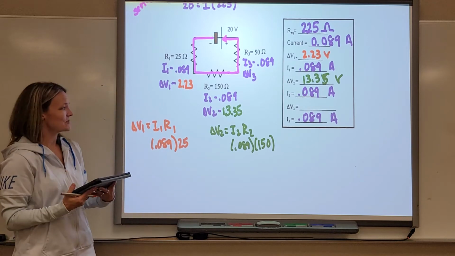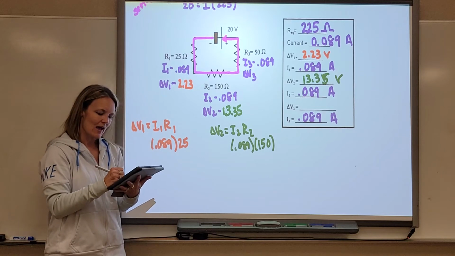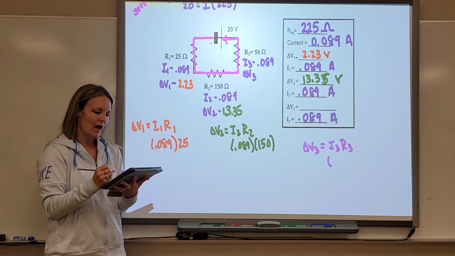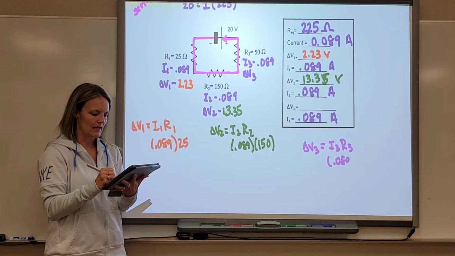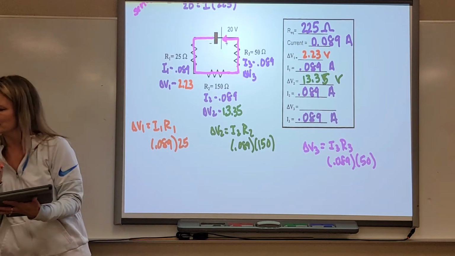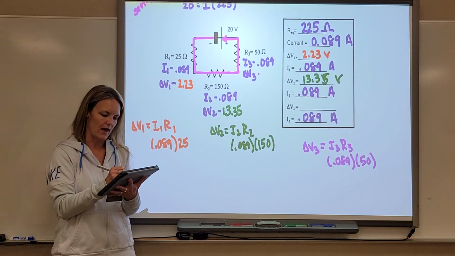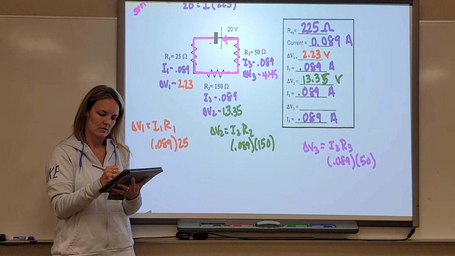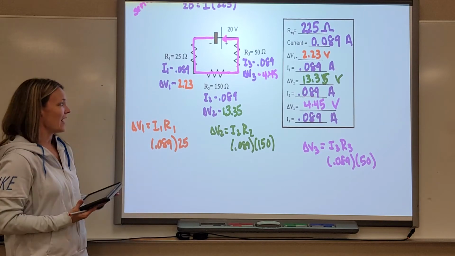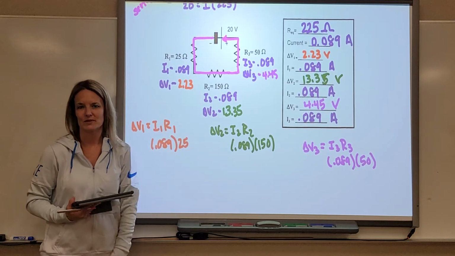All right, last one, resistor 3 over here. I'm just going to put it down in the corner. Delta V3 equals I3 times R3. I3 is 0.089, resistance 3 is 50. When I multiply those by each other, I end up with 4.45. I have now found the current and the voltage through each of the 3 resistors.